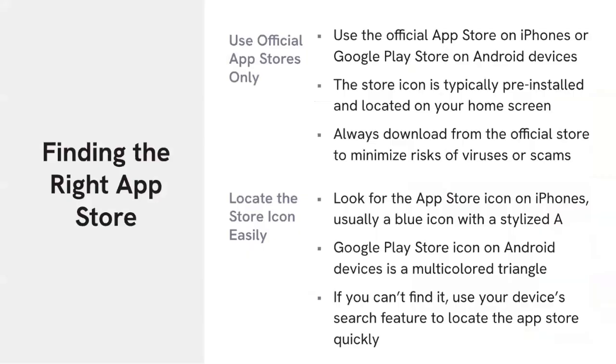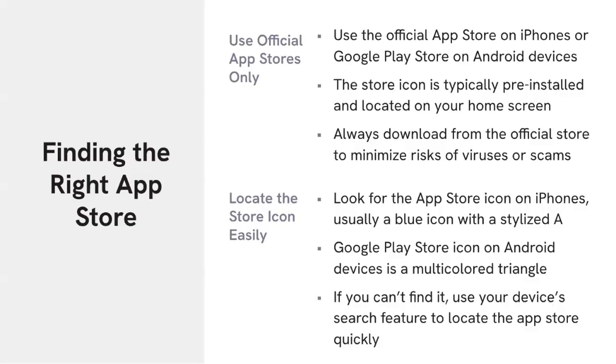So now we're going to talk about finding the right app store. Use official app stores only. Use the App Store on iPhones or Google Play Store on Android devices. The store icon is typically pre-installed and located on your home screen. Always download from the official store to minimize risk of viruses or scams.